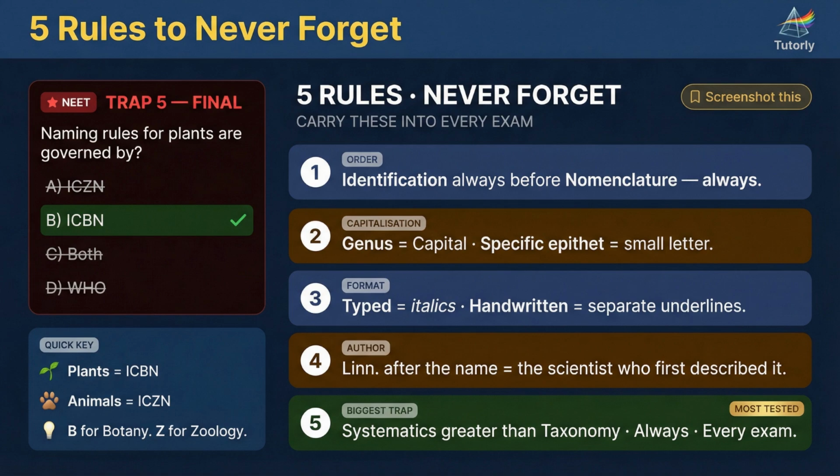Now, your 5 quick rules to never forget. 1. Identification before nomenclature, always. 2. Genus capital, specific epithet small. 3. Italics when typed, separate underlines when handwritten. 4. Lin, after the name, means the author who described it. 5. Systematics is bigger than taxonomy, always.